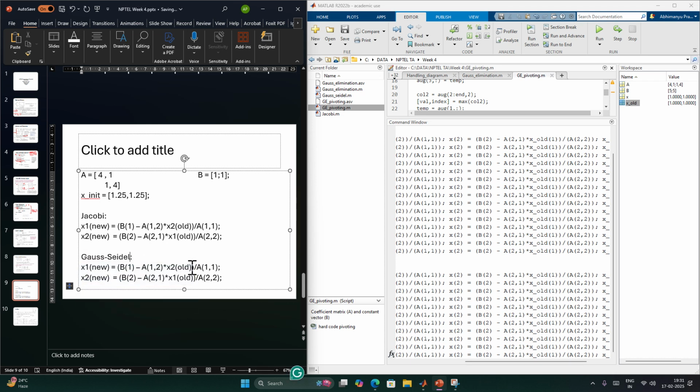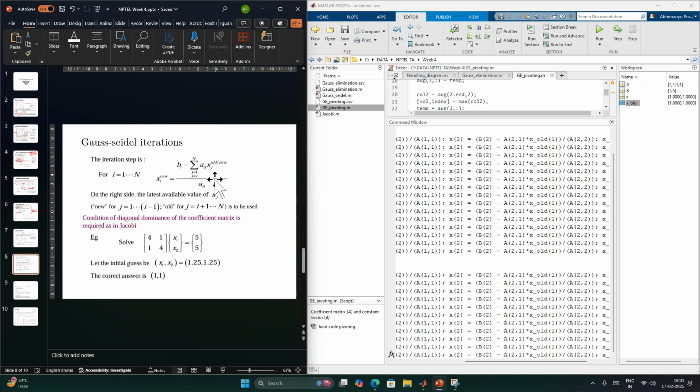So for the first update of x1, we will be using the old value of x2 only. But now for the update of x2, since we have got the new x1, we will be using the new x1 over here. Similarly, if we had more variables, we'll be using the newer values for them also. That is what is written over here. So as soon as the new value of x becomes available, we will be using that.